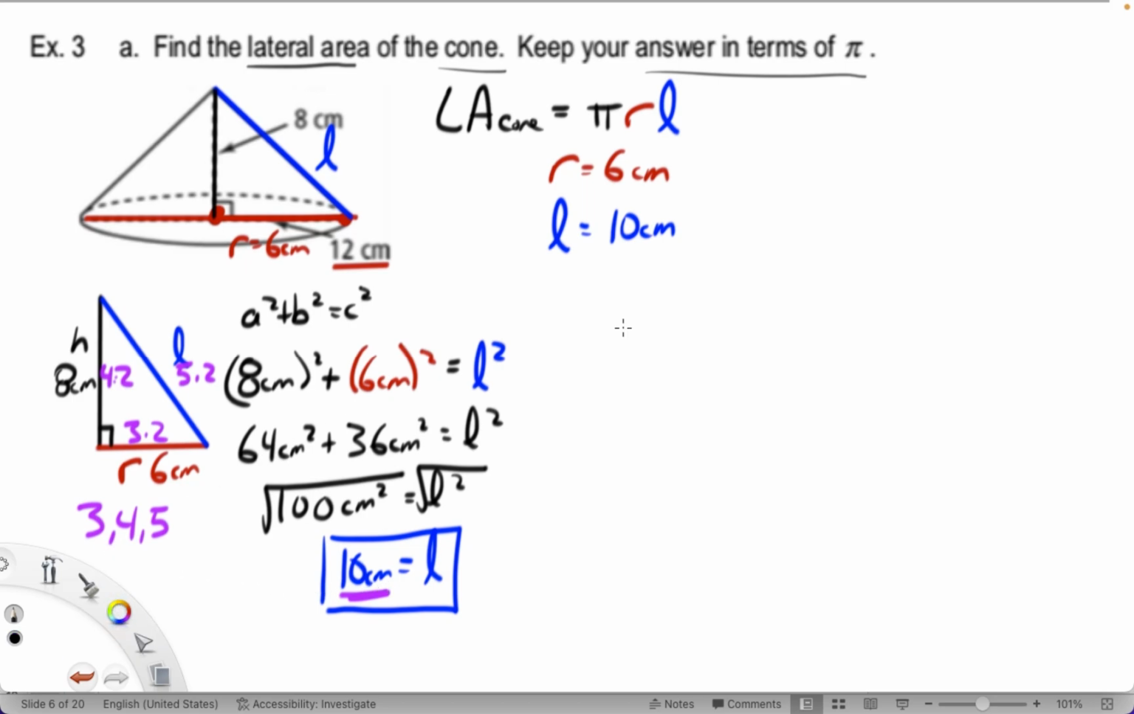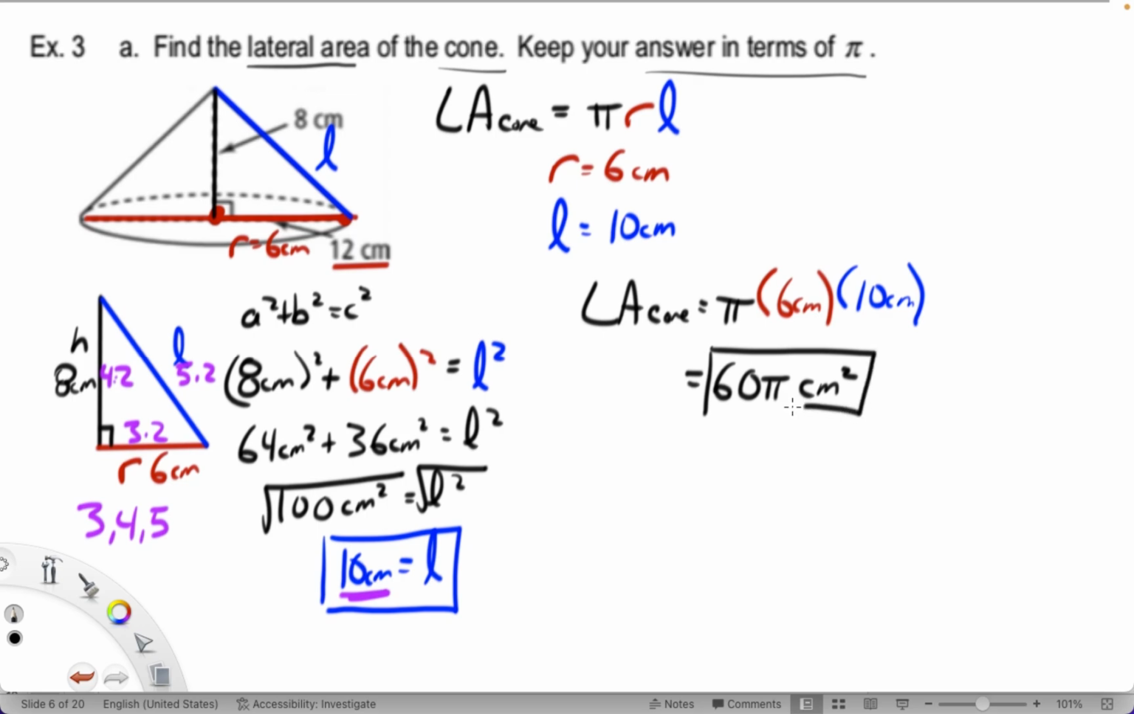So now I can finally solve it. I know that my lateral area of my cone is going to be equal to pi times 6 centimeters times 10 centimeters. Put that all together, multiply that out, and I'm going to have it that's equal to 60 pi square centimeters. That's going to be my lateral area of the cone.